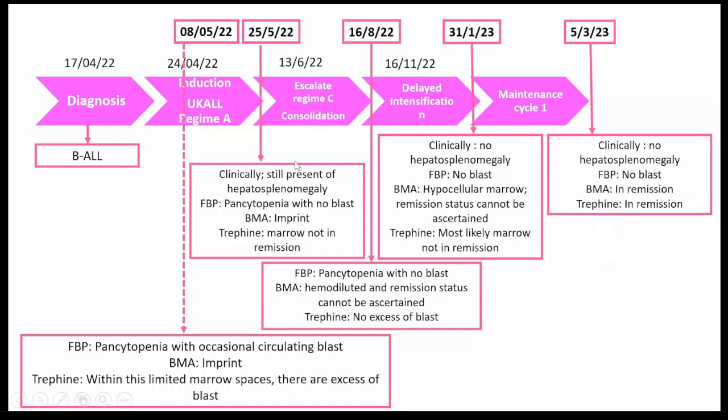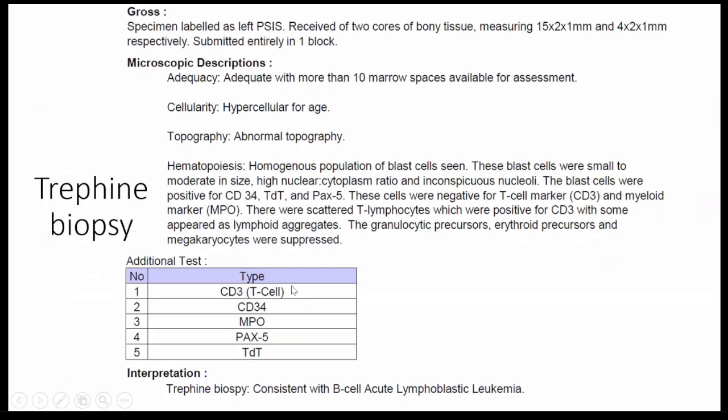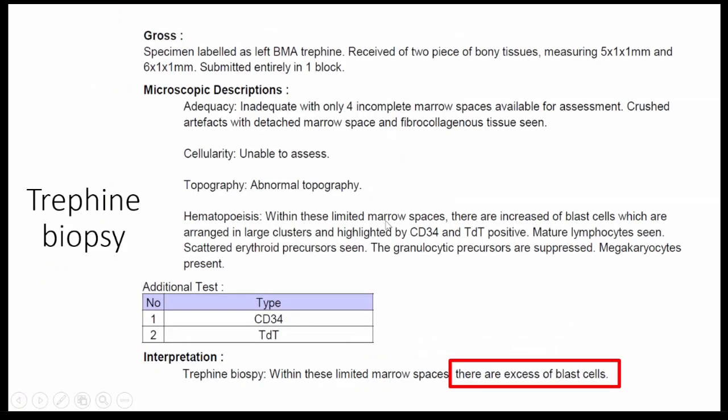So basically this is the trephine where he presented with 28% circulating blast, and then based on the marrow and immunophenotyping, this was suggestive of acute B-ALL, followed by positivity for CD34, TdT, and PAX5 on trephine. This is the mid-induction, with pancytopenia and circulating blast, and the marrow inconclusive for interpretation. But from the trephine, we can see large clusters of CD34 and TdT, so we concluded that there was an excess of blast cells.